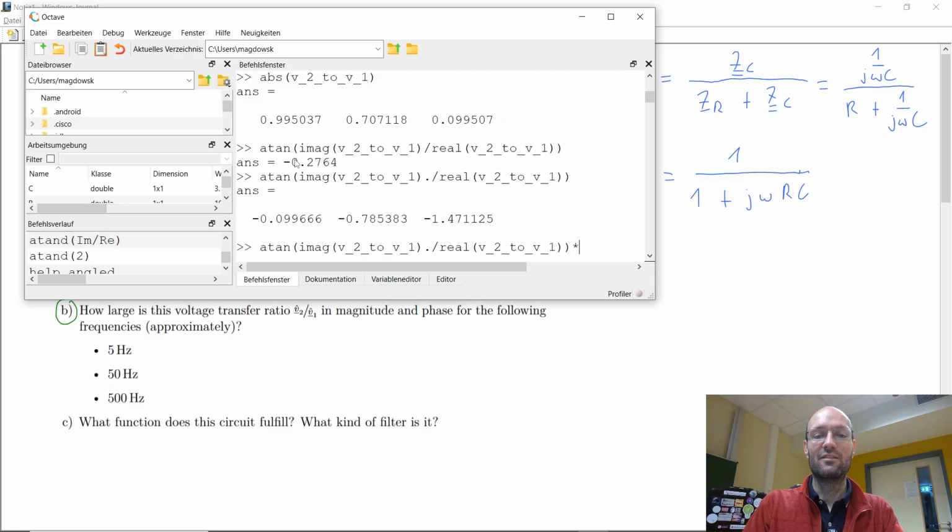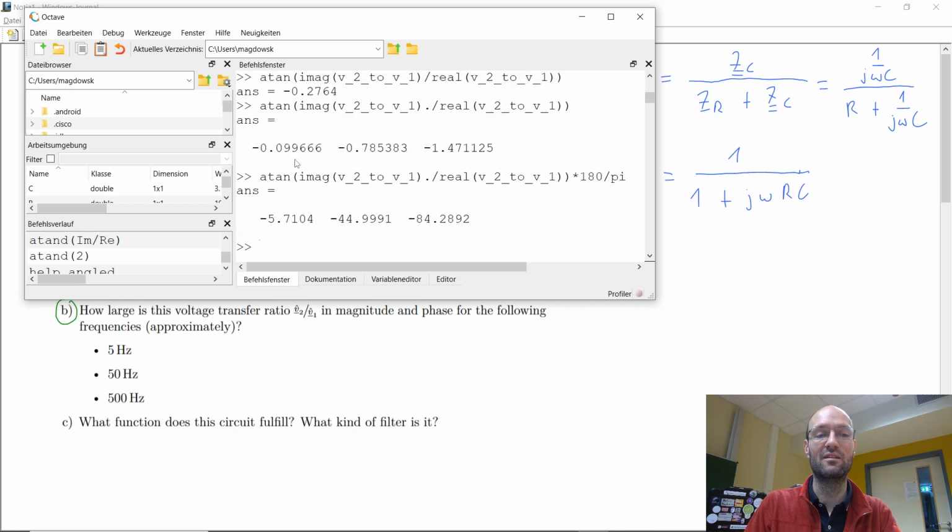What 180 degree is equal to p radians, so we need to multiply with 180 and divide by p. We want to get rid of the radians, so we divide by p. We want to have degrees, so we multiply with 180. Okay, and so then we get these phase angles.